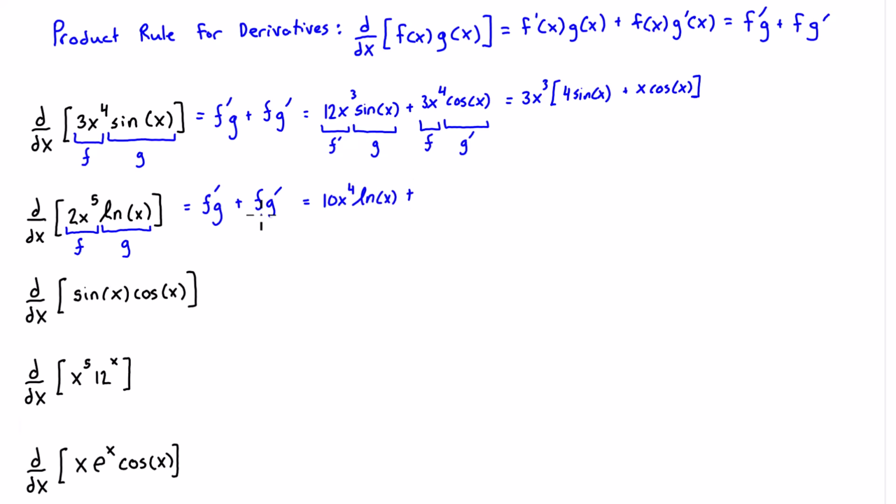Then we're going to enter into the second part, so it'll be the function f as it originally is, so that'll be 2x to the 5 times the derivative of g, so g prime, and that is going to be 1 over x.